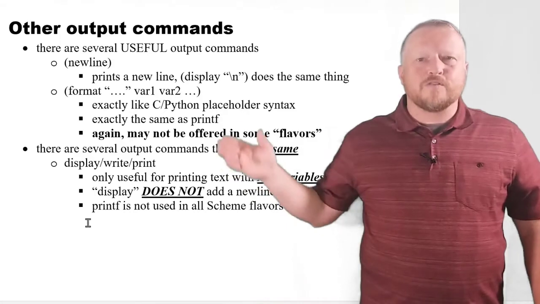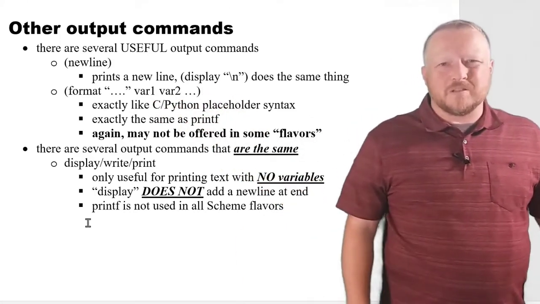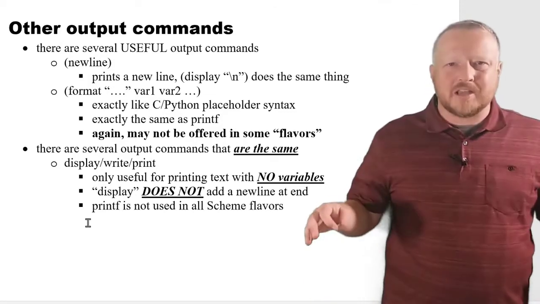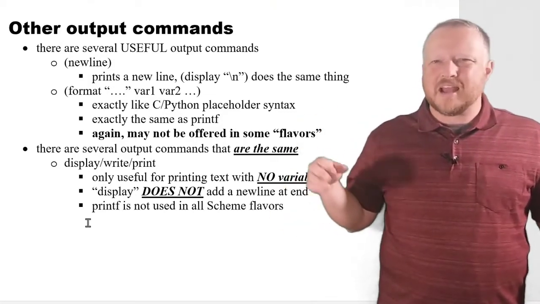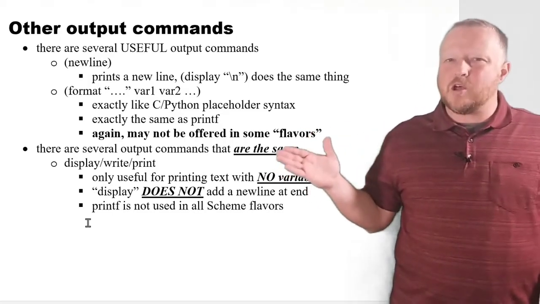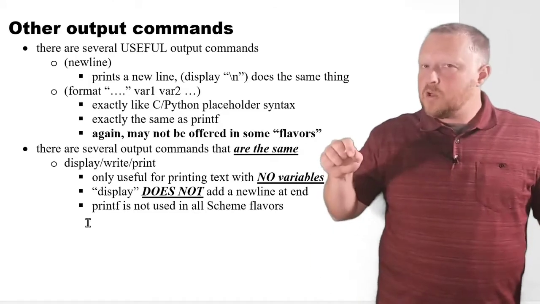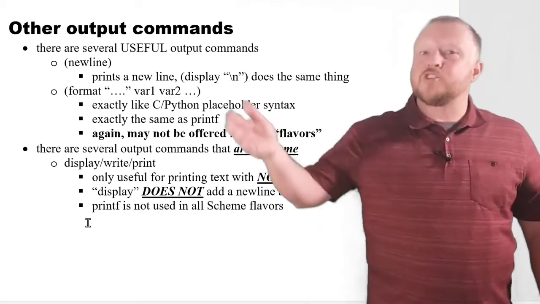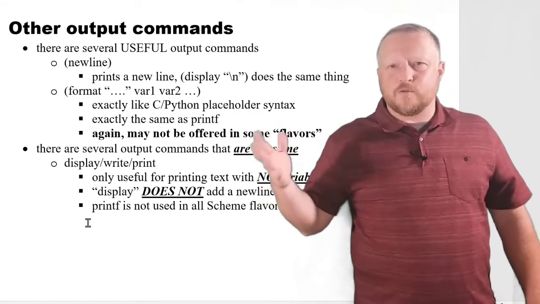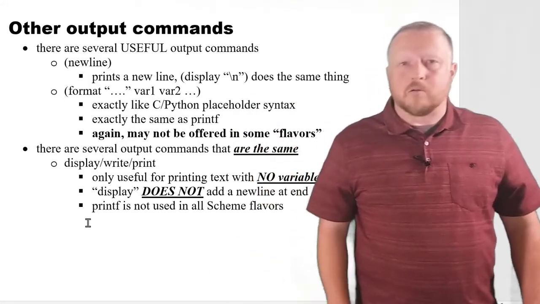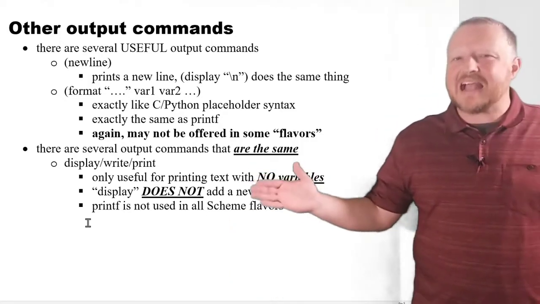You have your format, and it's very similar to the placeholder syntax you see in Python, if you wanted to set certain decimal points and stuff like that. The only bad part is that only some flavors have this feature, so whatever flavor you have, you better double check the API. Do a Control F and see if there's a format. Very simple.